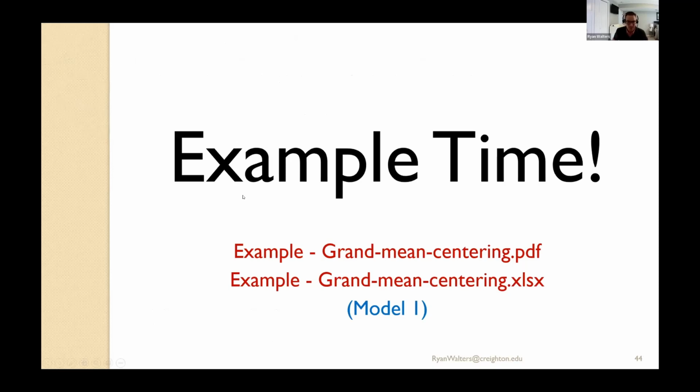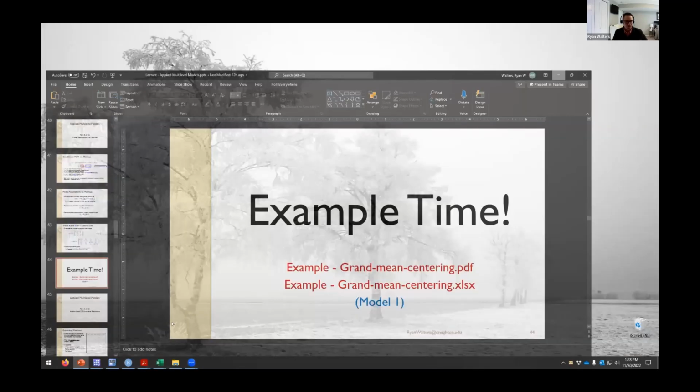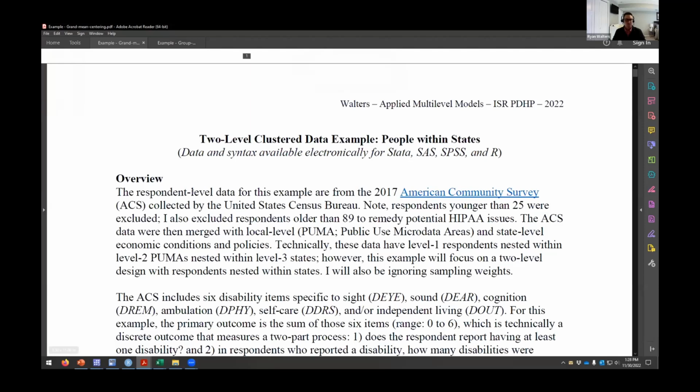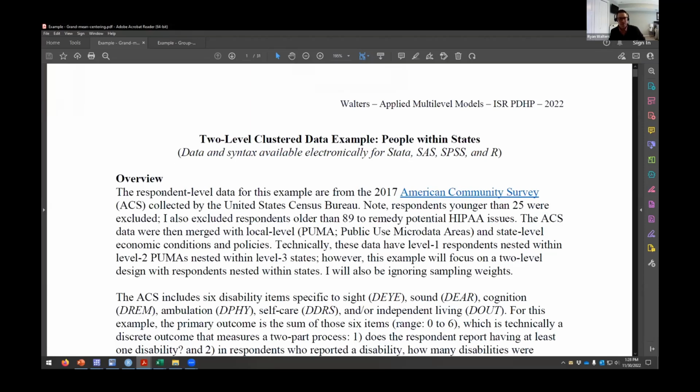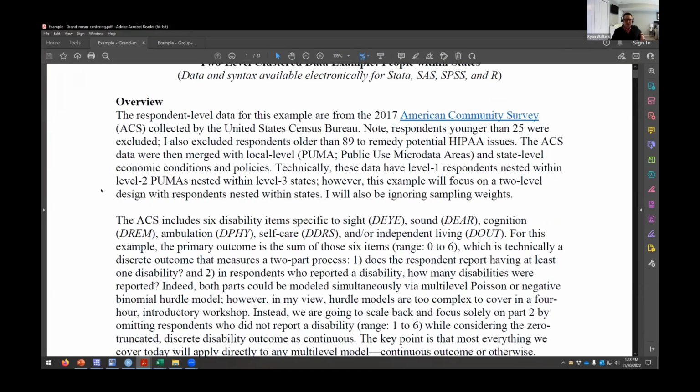Okay, example time. Let's go to the grand mean centering PDF. And if you're following along here, you can open the grand mean centering Excel file as well. I noticed on the website, there's actually 2 of these Excel files. Choose the one that's dated 11/30. Okay. So I am going to open up the grand mean centering PDF.